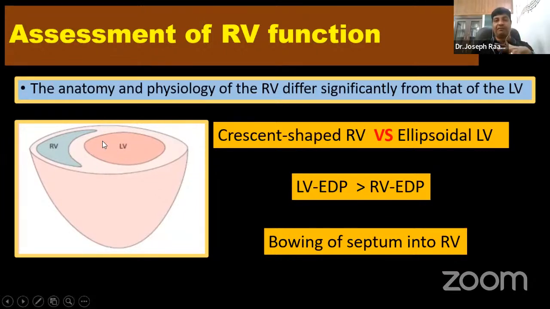This is normal. What we need to know is, if for some reason the RV is not functioning properly, as in right ventricular failure, where the pressure starts going up, the end diastolic pressure in the RV goes up, that causes dilatation of the RV. As a result, the septum will be pushed into the left ventricle. If we are able to pick that up, then we know that the RV is not functioning properly.